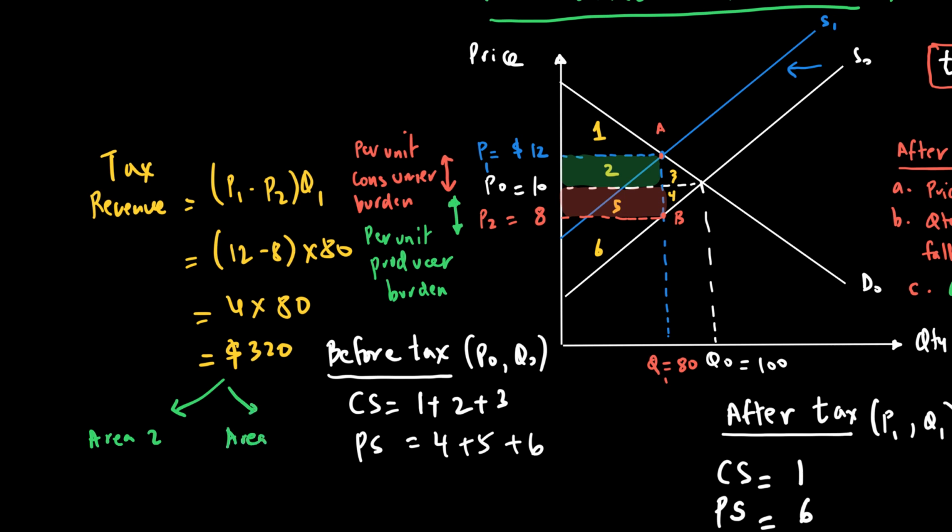So half of 320 is basically 80 times 2, which is $160 being paid by the consumer, and $160 being paid by the producer. So when the government is putting taxes, some part of the tax is paid by the consumer, some part of the tax is paid by the producer, and therefore both consumers and producers can share the burden of the tax depending on elasticity. Now, what do we mean by depending on elasticity?